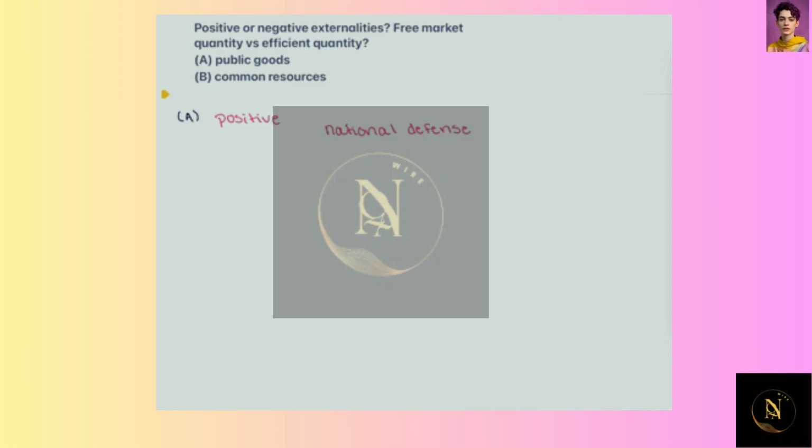And because of these public goods, a good term to remember here is that these are non-excludable. So what this is telling us is that the free market quantity of these non-excludable goods is equal to 0, meaning that our free market quantity is going to be less than the efficient quantity.